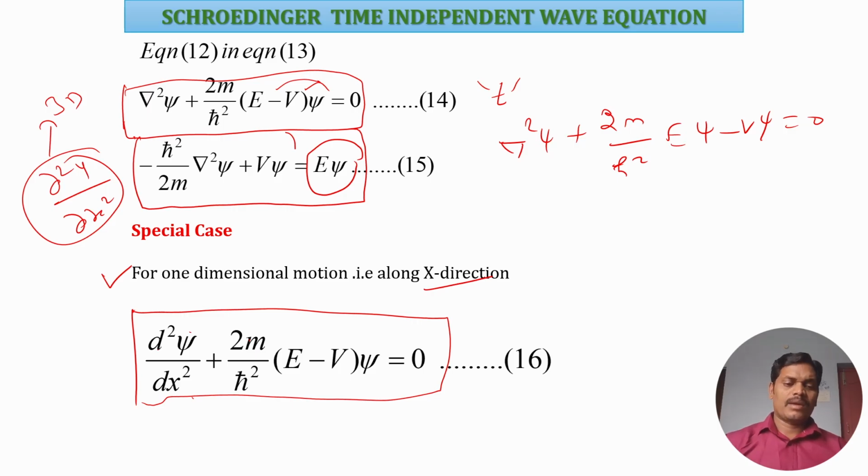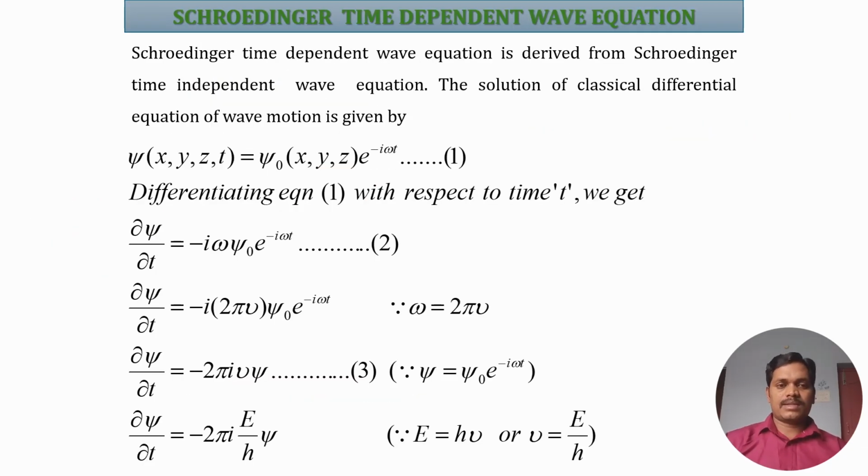In the same way, if a particle undergoes motion along the y-axis, the equation can be written as d square psi by dy square plus 2m by h cross square E minus V into psi equal to 0. Along the z-axis, it is d square psi by dz square plus 2m by h cross square into E minus V into psi equal to 0. I hope you can understand. Using this relation, we can explain the applications of the Schrodinger equation, which is a particle in a one-dimensional box. Before that, we can discuss the Schrodinger time-dependent wave equation.